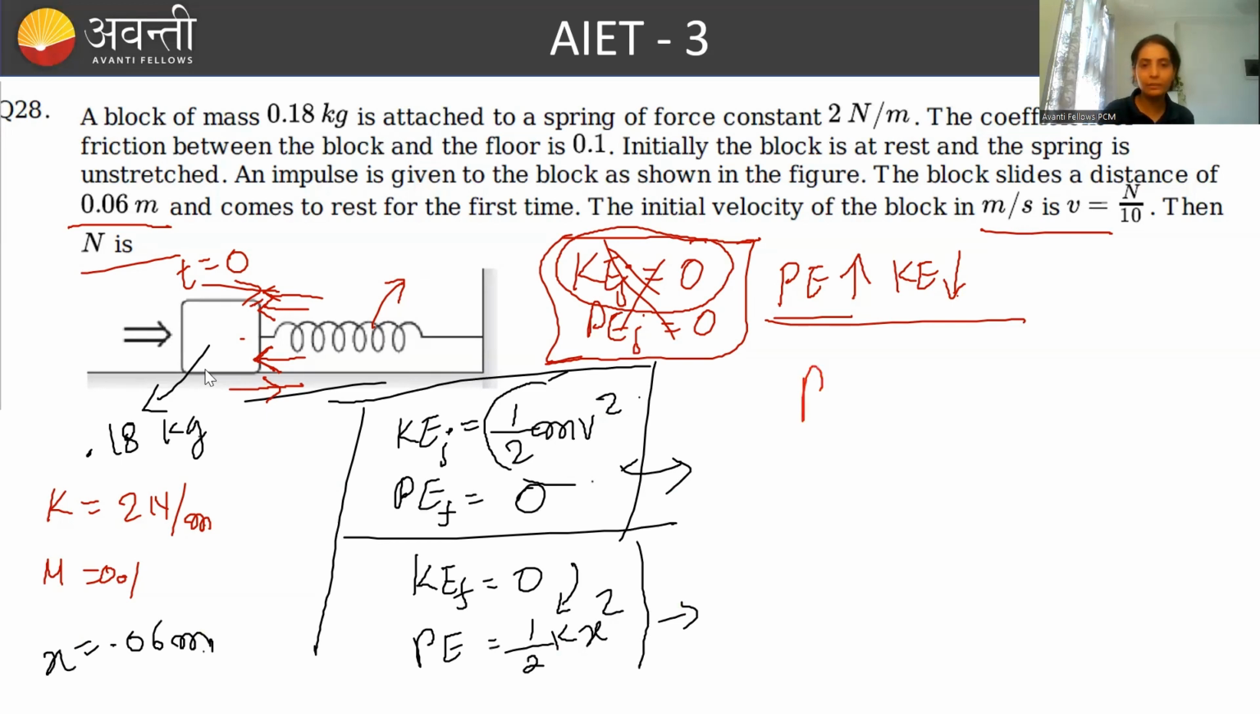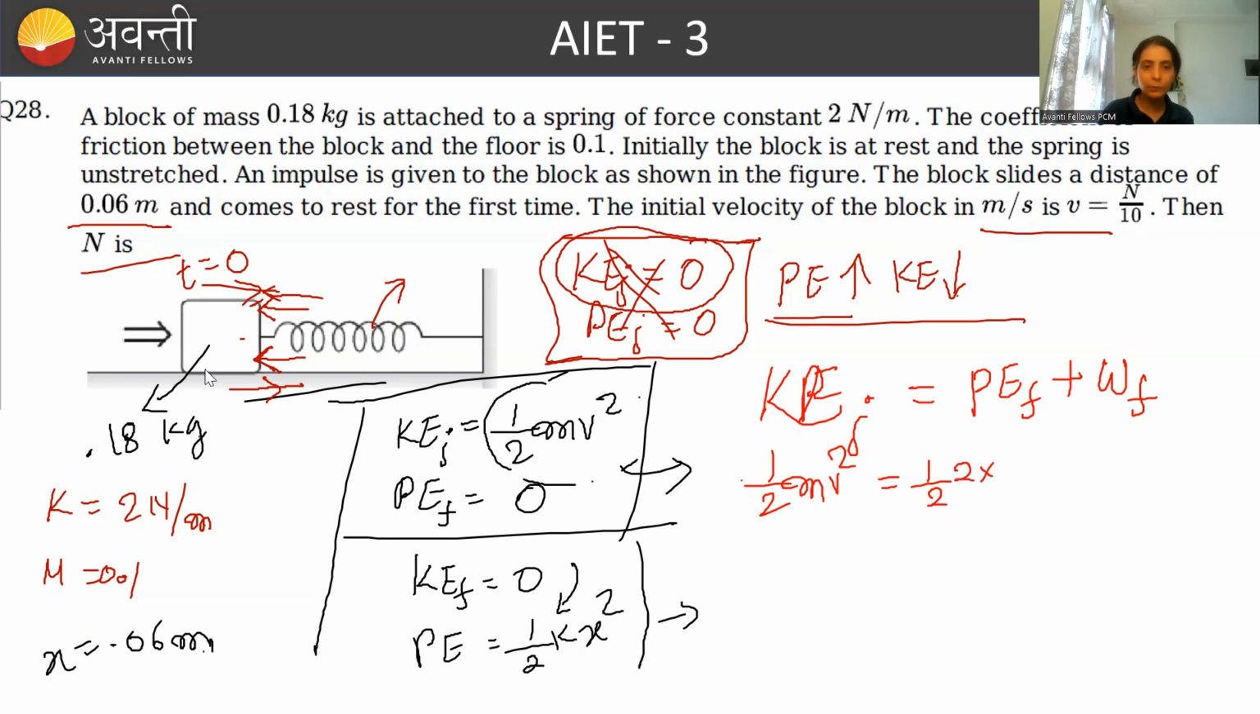So what are you going to write now? Initial kinetic energy किस चीज में डिवाइड होगा? दो पार्ट में डिवाइड होगा. एक तो पोटेंशियल एनर्जी फाइनल में जाएगा, and some part of it will get dissipated by friction. सो वर्क डन बाय फ्रिक्शन. ठीक है? So this is this. Now let's solve it. So half mv square is equal to potential energy, final value रखो, half k का value is how much? 2 into x square is how much? 0.06. So that is 36 into 10 to the power minus 4 plus work done by friction force.